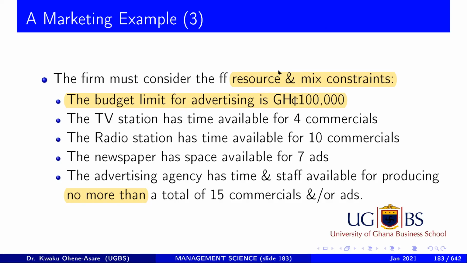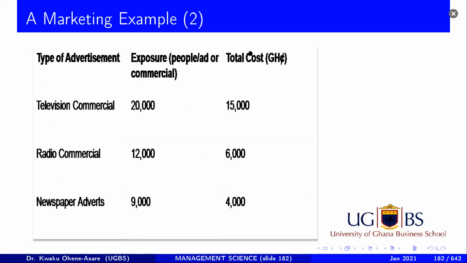Okay, so your situation is going to be writing that budget constraint or that budget limit. We call it constraint 1. So you're going to write that, and that is what, 15,000. So it's going to cost you 15,000 to produce the number of TV commercials. So it's going to be 15,000 x1 plus 6,000 x2 plus 4,000. That is how it's going to be.